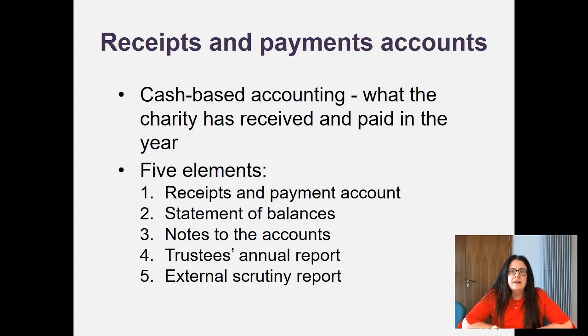The fourth element is the trustees' annual report. That's the narrative part of the accounts, and it's the charity trustees' opportunity to tell the story about what's actually happened in the year. We're going to look at the detailed requirements for trustees' annual reports later on.